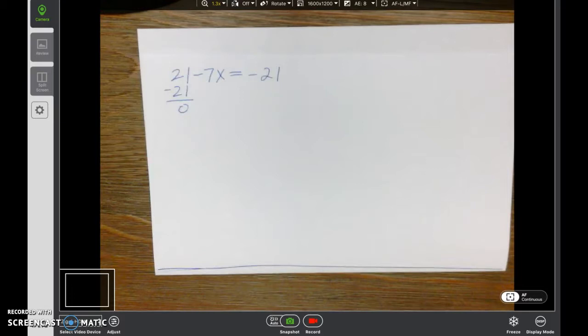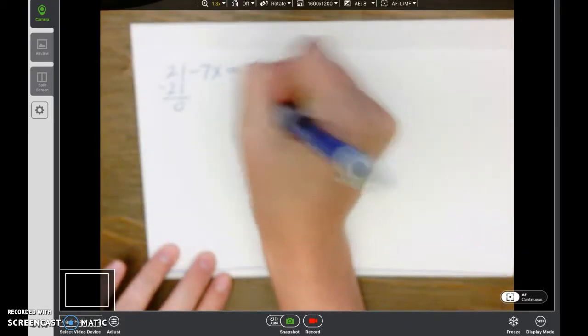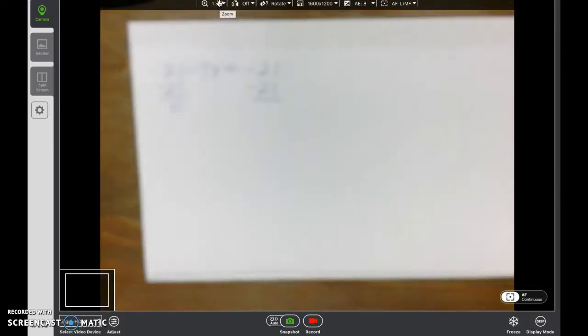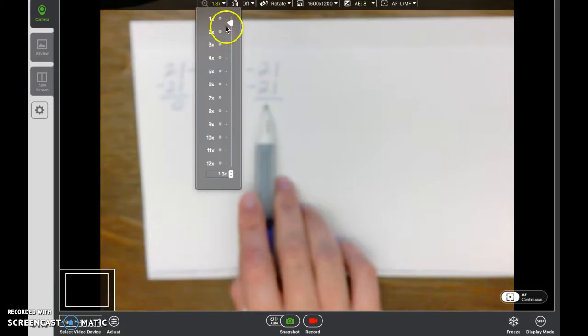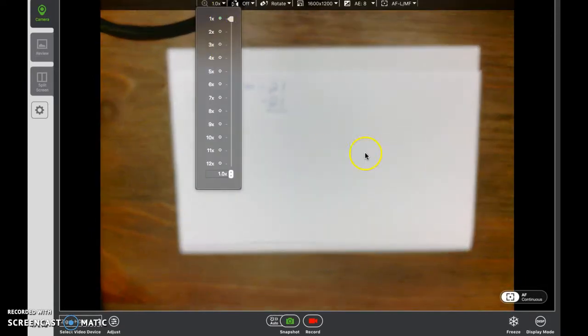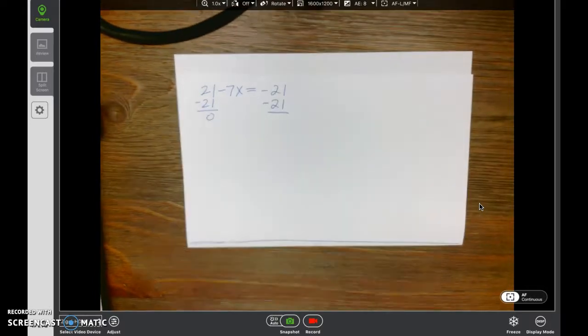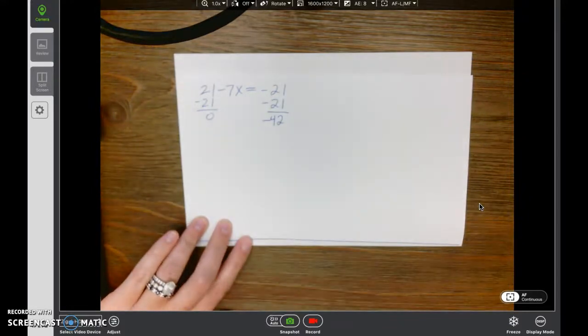And then once I do that to one side of my equation, I need to do the same thing to the other side of my equation. Sorry, that's a little bit blurry. So then I subtract 21 from the other side of my equation. Now when I think about negative 21 minus negative 21, let me just zoom all the way out. I know that I have 2 negatives, so I have a negative minus a negative. So when I have negative 21 minus negative 21, I know that I'm going to need to add them together to get 42, and my answer is going to be negative.